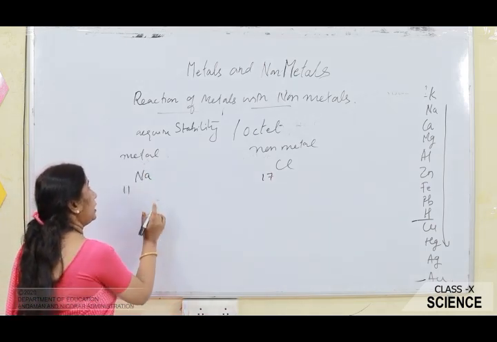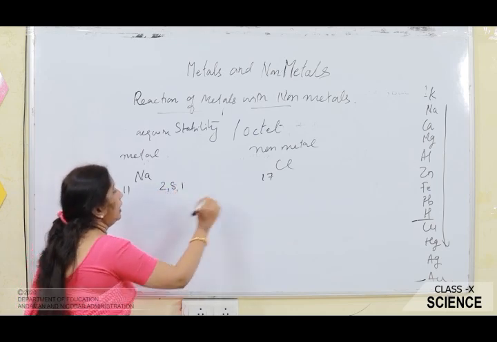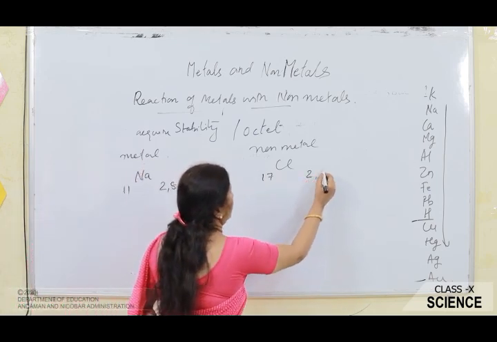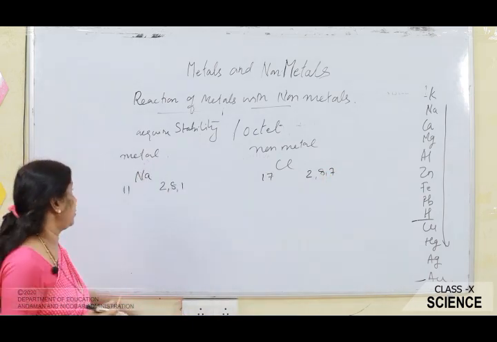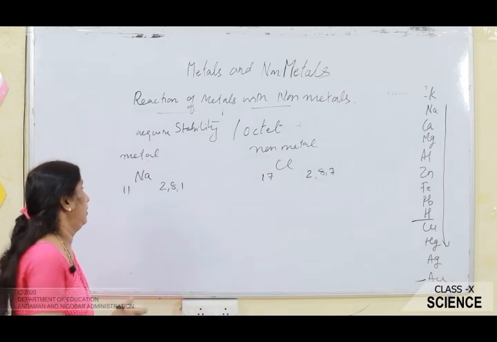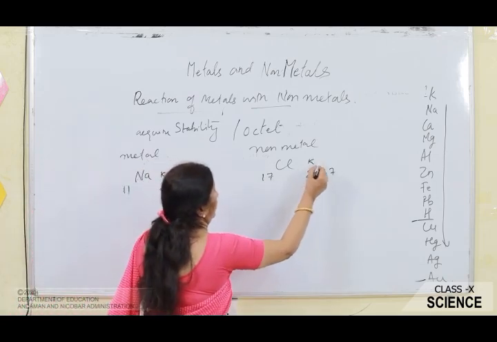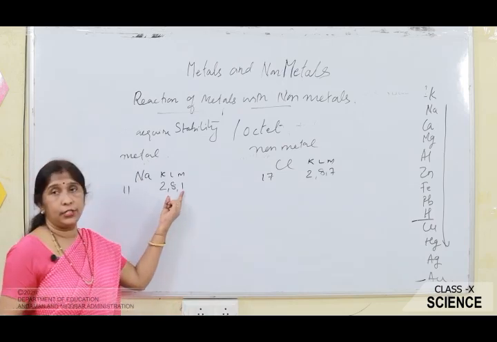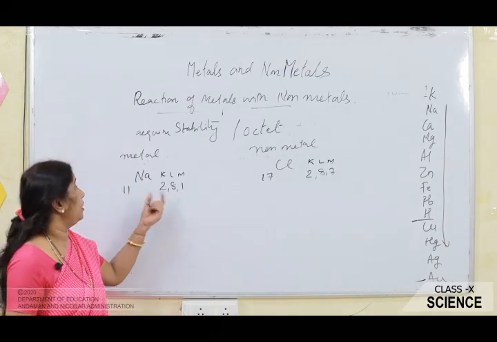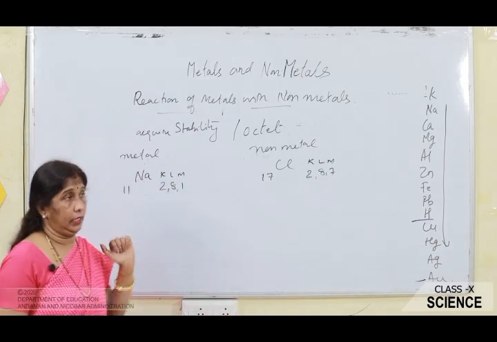Now the electronic configuration of sodium is 2, 8, 1 and chlorine is 2, 8, 7, right. These are the K, L and M shells. Now this M shell is the valence shell. The valence shell of sodium has 1 electron and the valence shell of chlorine has 7 electrons.